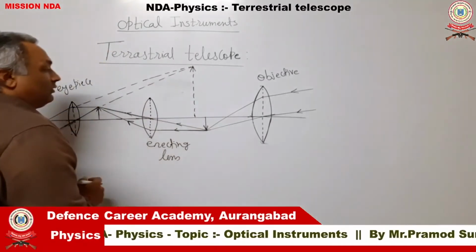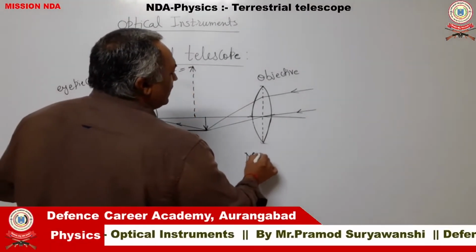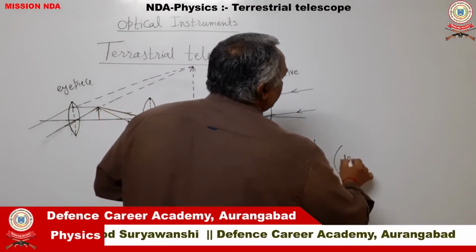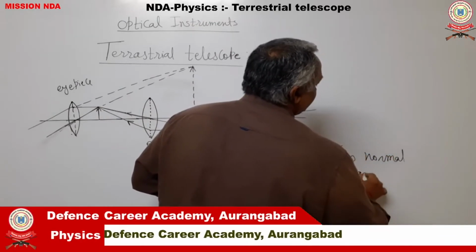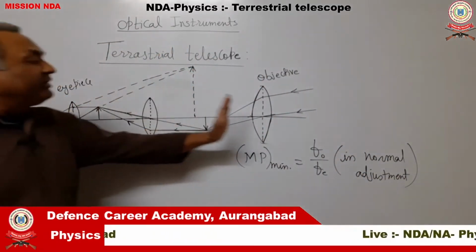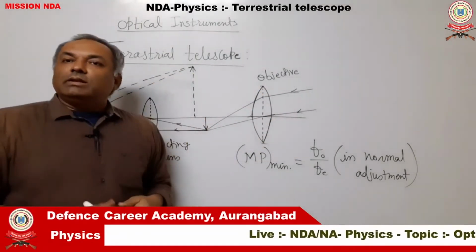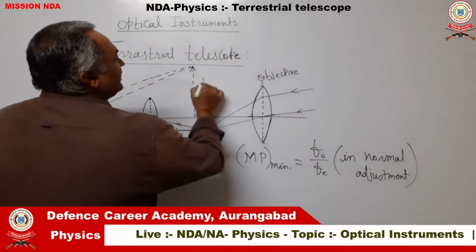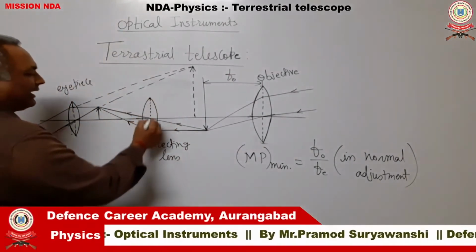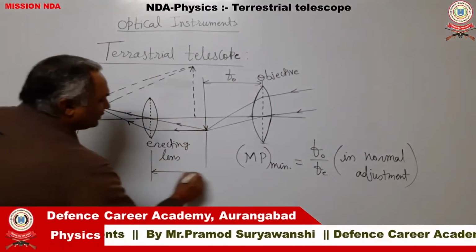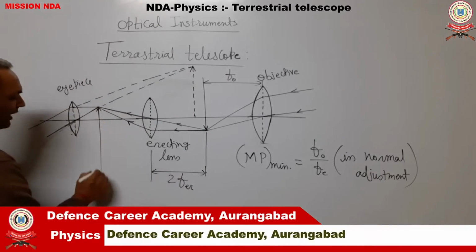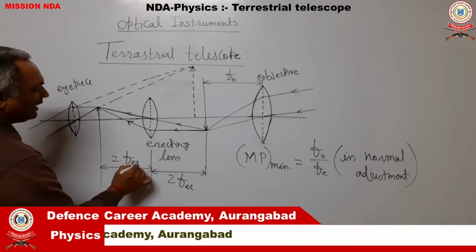In this setup also, the magnifying power in normal adjustment, which is minimum, is still equal to FO upon FE. Now, if you want to consider what should be the total distance between the two lenses, objective and eyepiece, first remember this distance is equal to FO, the focal length of the objective. Next, for the erecting lens, object is at 2F, so this distance is twice the focal length of the erecting lens. Likewise, image is at 2F, this distance is also equal to twice the focal length of the erecting lens.